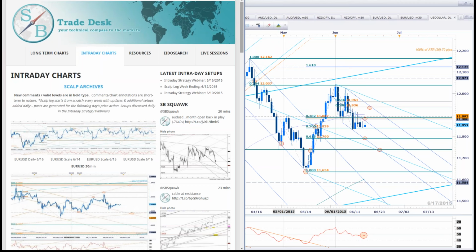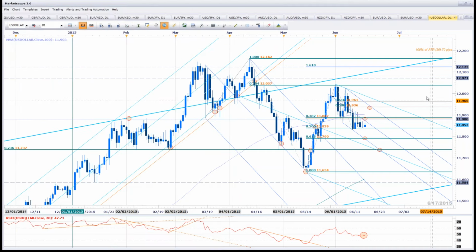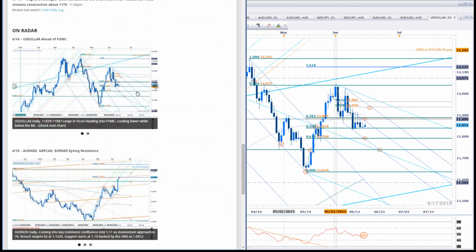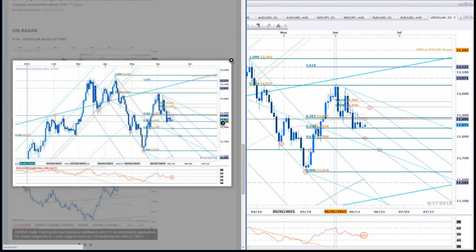Obviously, all eyes will be on today's press conference with Janet Yellen. Again, we'll be looking to see if we can get any clues as to when the Fed will be looking to hike rates. Let's look at the dollar performance as we go into this event risk. And again, yesterday on the radar charts, I highlighted the dollar index, and that's kind of what I want to start with. So here's what we look like yesterday.